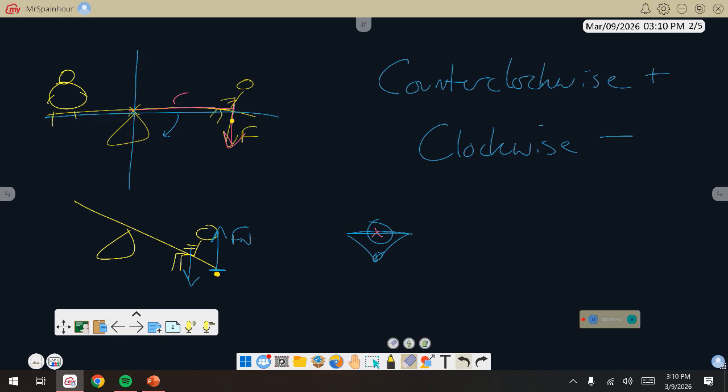We saw this earlier with the seesaw example, but also the Spainhour being shoved example. In the seesaw example, we'd see it from the side. The reason that we see it from the side is that what you really want to pay attention to is that the axis of rotation is in and out of the board.